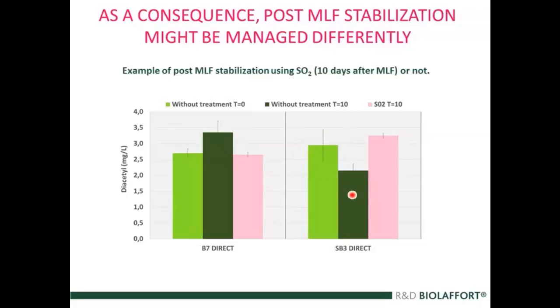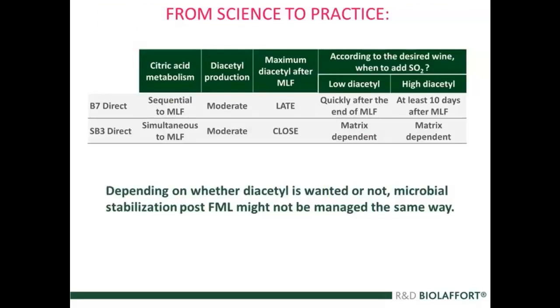Okay, again, optimizing diacetyl concentration will depend on the strain you have and how far from the end of malolactic fermentation you stabilize your wine. Here is a table that will resume the situation. Let's look at it for the B7 strain.